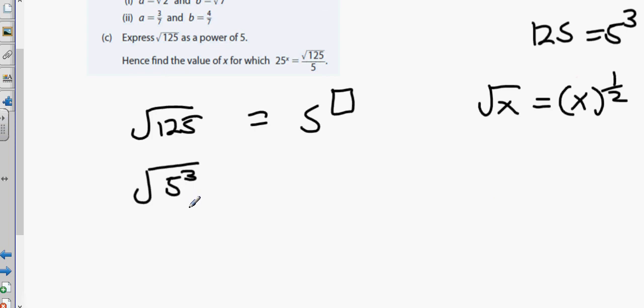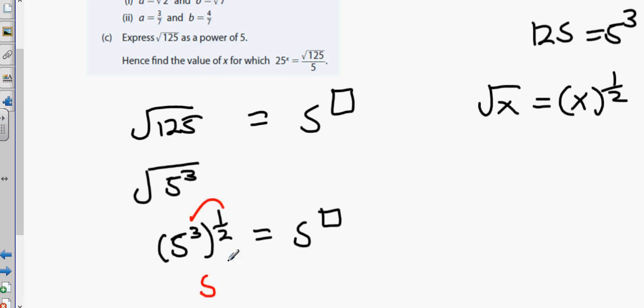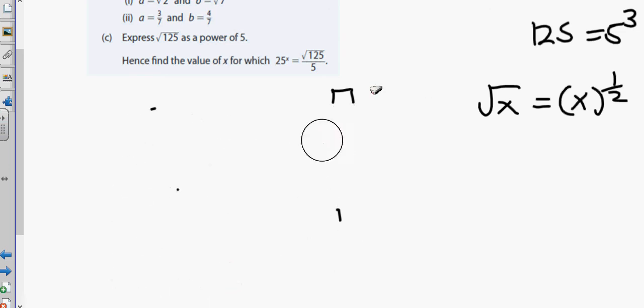So we can change root 5 cubed to 5 to the power 3, to the power of a half, which is equal to 5 to the power something. Then finally we can multiply 3 by a half, and we're going to get 5 to the power 3 over 2. And this is our answer here, so 5 to the power 3 over 2. Now let's look at the next question, keeping our answer in mind of 5 to the power 3 over 2.